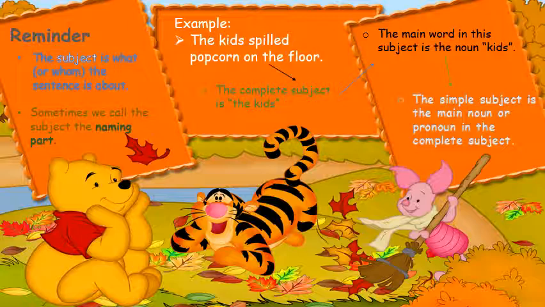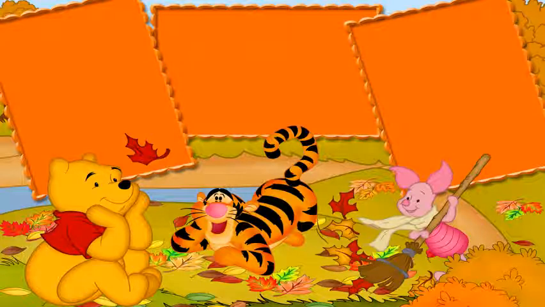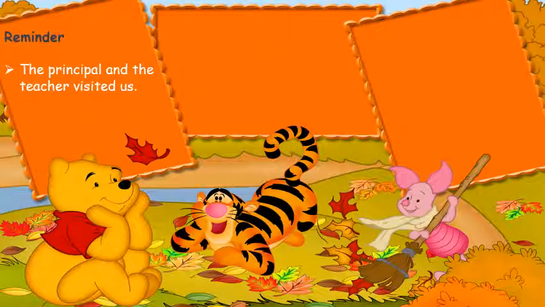Now we're going to start. Okay, let's continue with the reminder. There's still one thing we have to revise. Let's take the example: the principal and the teacher visited us. The principal and the teacher visited us. Who visited us? Who is the sentence talking about? The principal and the teacher. So the complete subject here is the principal and the teacher.